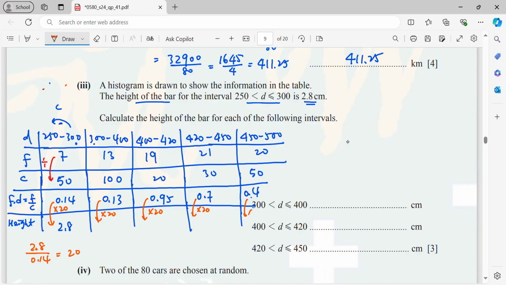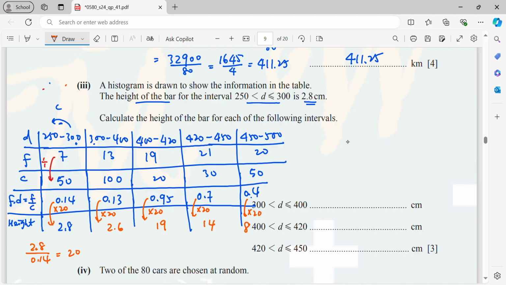So here you also times 20. When you times 20, 0.13 times 20, that is 2.6. Then 0.95 times 20 is 19. 0.7 times 20, that is 14. 0.4 times 20, that is 8.